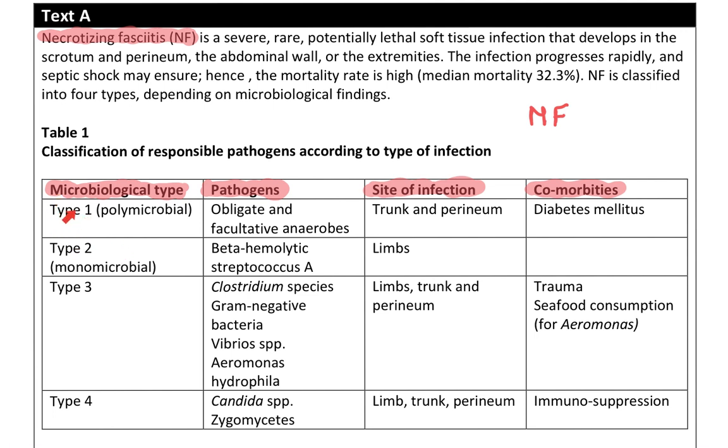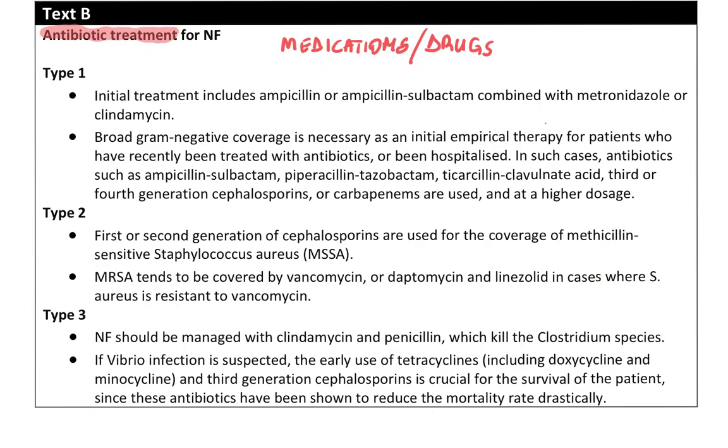We can see microbiological type. We have type 1, type 2, type 3, and type 4. We have pathogens, okay? Organisms that will cause the infection. We have site of infection, the parts of your body that will suffer the infection. And we have comorbidities, some conditions that will expose you to the infection or will make you vulnerable to the infection. Text B is about antibiotic treatment and it's quite easy to understand.